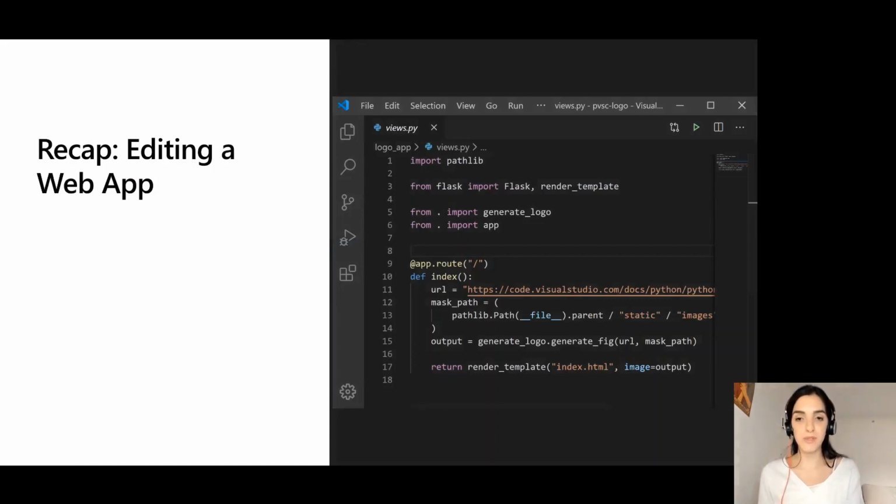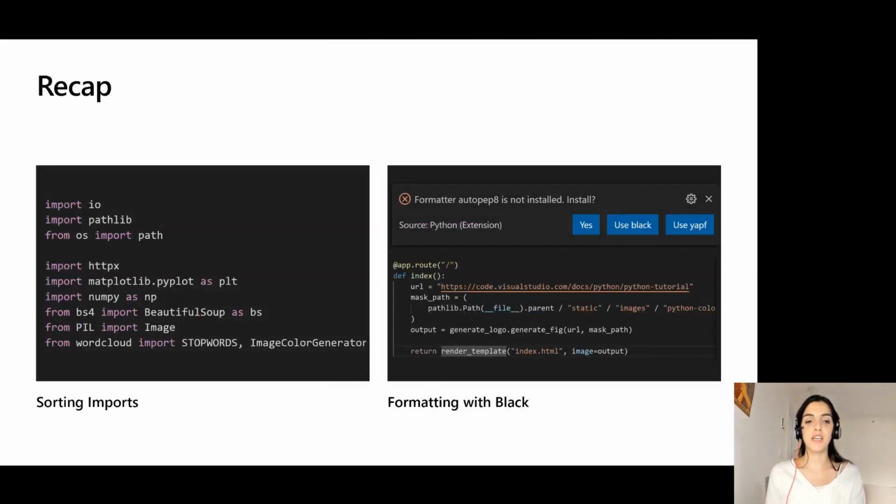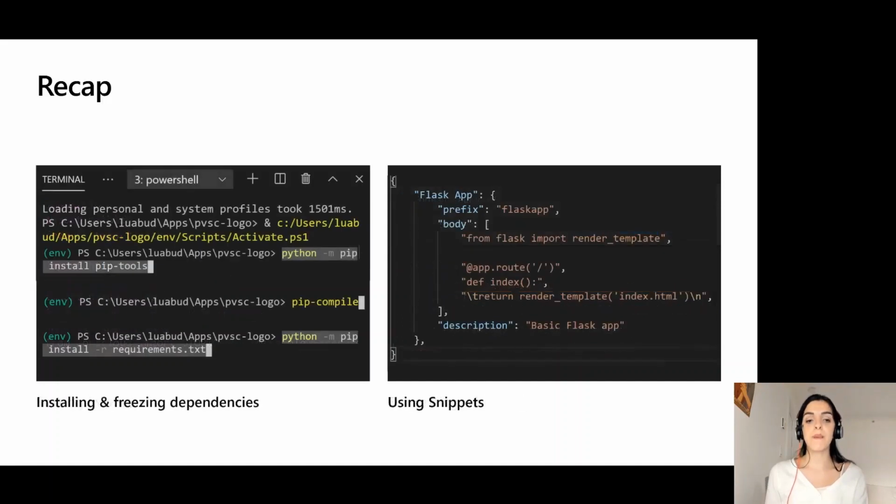So a quick recap into all the things that we did in terms of editing, creating a web application. We've seen how you can sort imports and format your code to make it more readable. And for sorting imports, it also helps you to set up your environment by creating that requirements.in file. That way you can just install and freeze your dependencies. And you can share these out to make sure everyone can have a working version of your application.